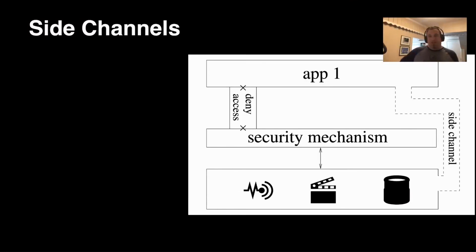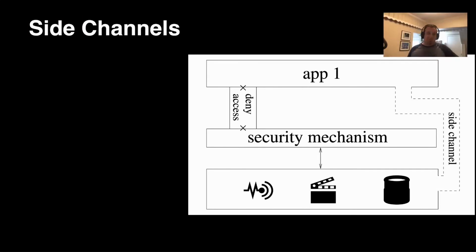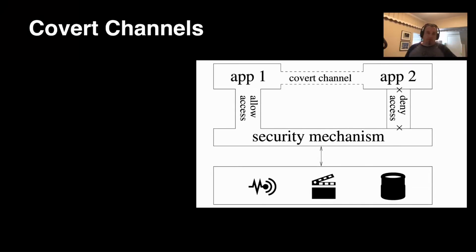So, a side channel is where you have, say, an app that tries to access data that might be protected by a security mechanism, such as the Android permission system. The issue is if there's a way around that security mechanism, such as getting access to the same data that's stored in a different place that's not protected by the permission system, that's known as a side channel. A covert channel is a similar thing where you have an access control mechanism and you have one app that has permission to access the protected resource, and then you have another app that doesn't.